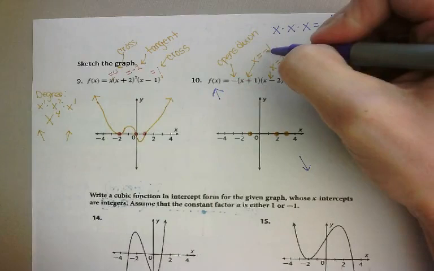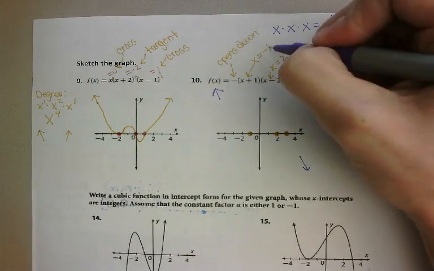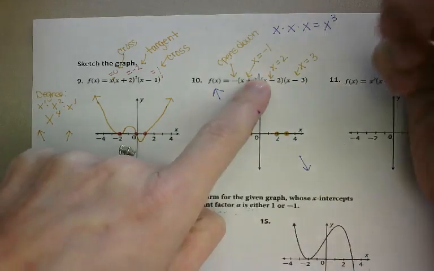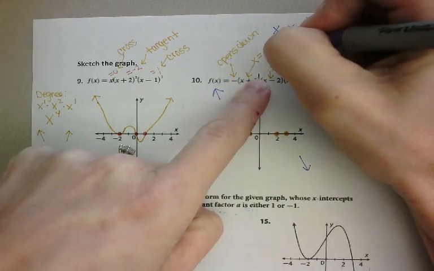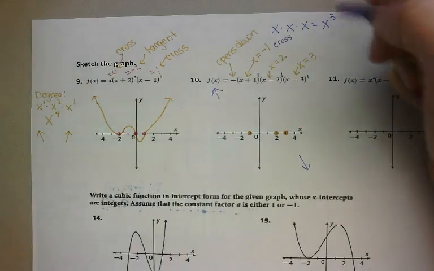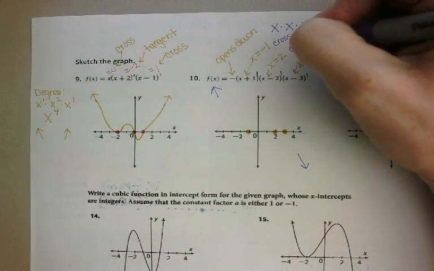We need to figure out, are we crossing these? Are we going to be tangent to them? So this is a first degree, which is an odd number, so I'm going to cross. This is a first degree, and that's a first degree. So we're crossing through each of these intercepts.